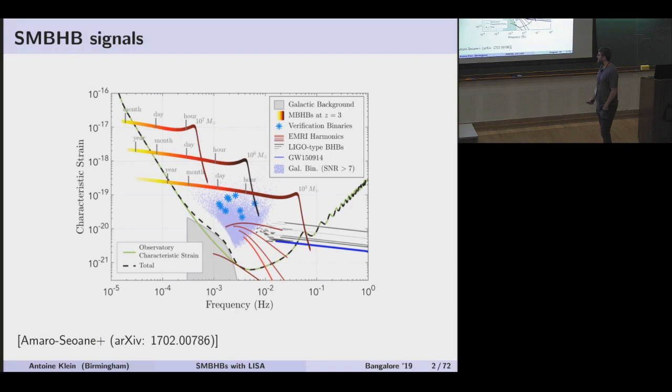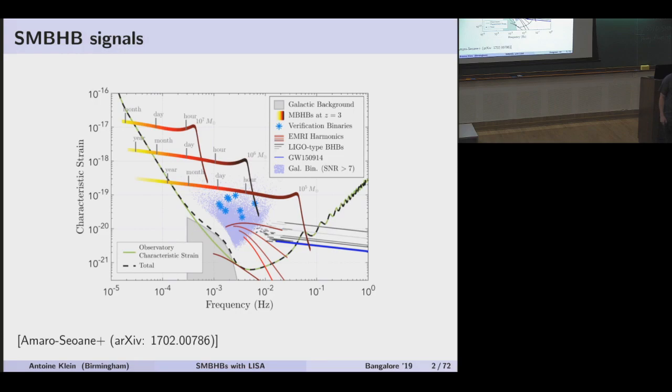So that's an artifact of the simulation. You cannot really simulate millions and millions of signals. So that's a fraction of what's resolvable, and we just plotted the loudest ones.